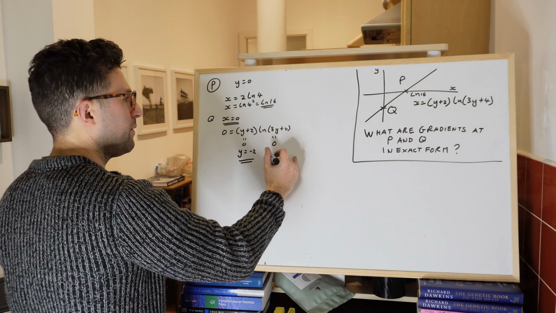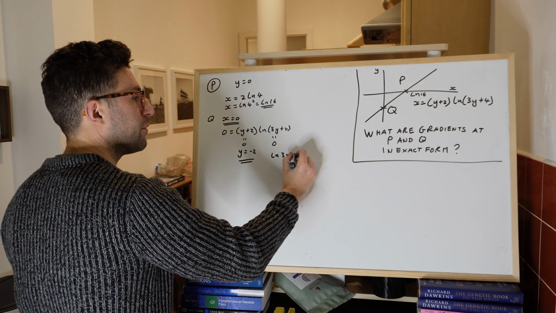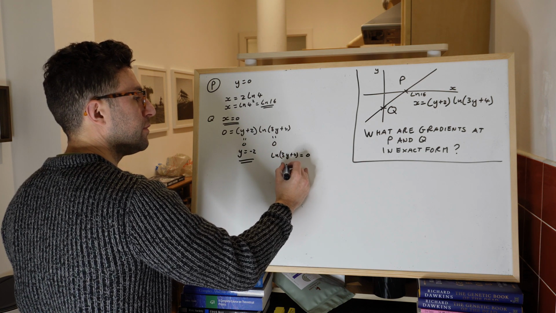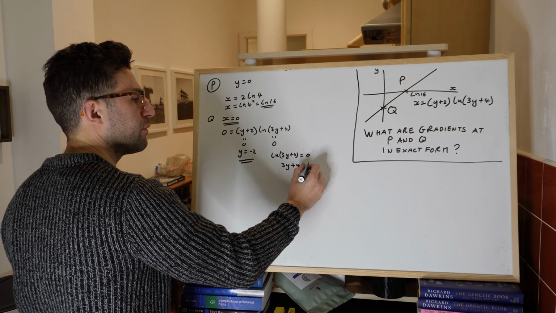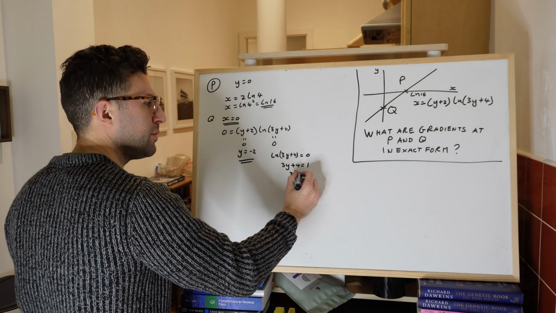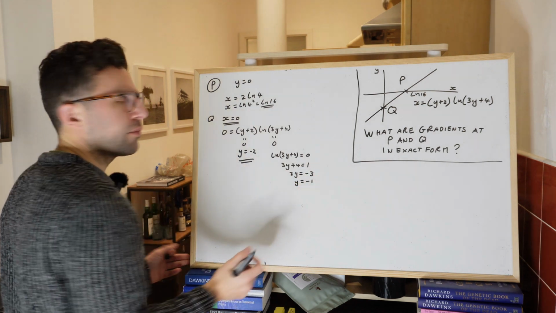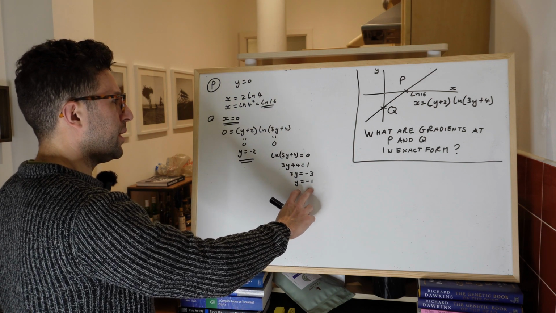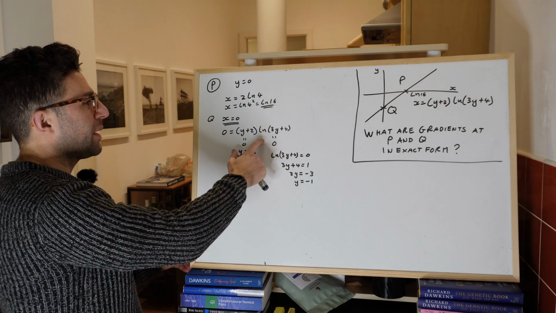Let's try and solve it. Ln of 3y plus 4 equals 0, because you could do e to both sides, and that would be 3y plus 4 equals 1, which means 3y equals minus 3, which means y equals minus 1. I guess the only thing with that, you just want to check, would it definitely work? But yeah, your problem's going to be subbing it back in, isn't it?